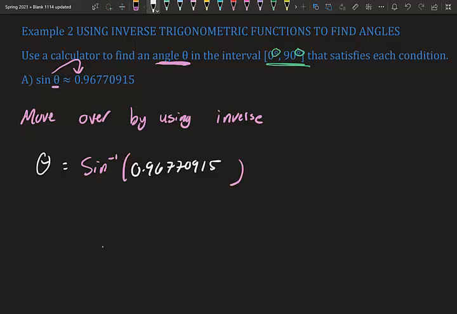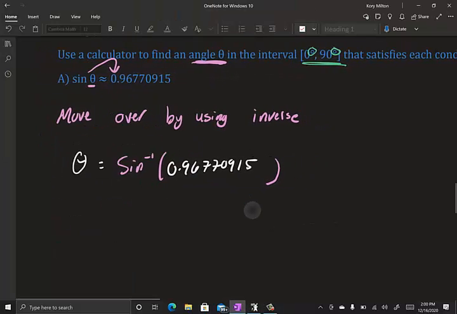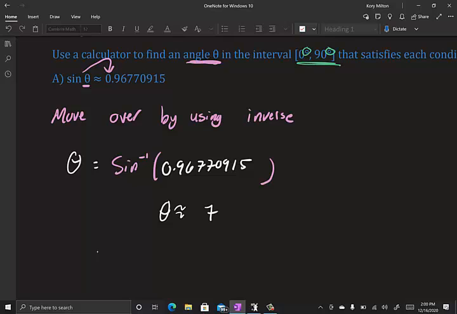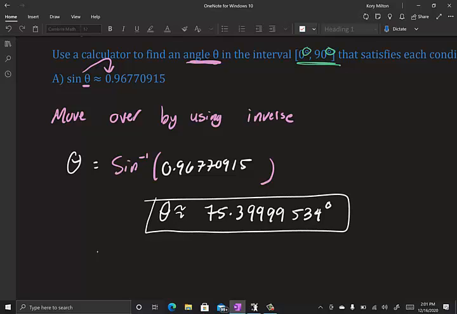Now we can use that little thing on our calculator. So let's do that. We have inverse sine, then that number. So inverse sine is second sine. Then we type in that number, 0.967709115. And we get theta is approximately 75.3999534 degrees. And it needs to be in degree mode because we're asking for theta in degrees.